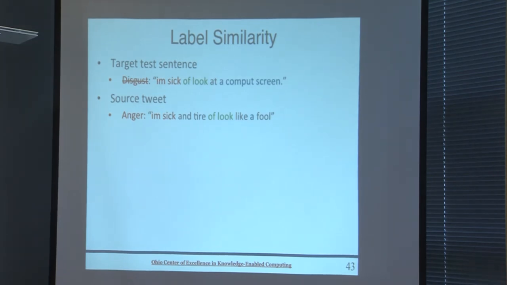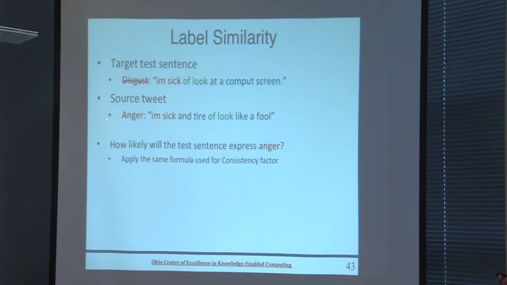So if I notice the label is "disgust", then I can compare whether disgust is the same as anger, right? So that is very easy. But I don't know it. If I don't know it, then I basically cast the problem to how likely this sentence expresses the emotion anger, right? So if I want to know their label similarity, instead of asking how likely this guy will express disgust, I ask what is the chance this guy will express anger. So I change the problem a little bit.